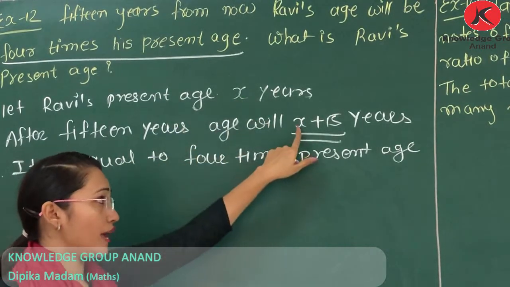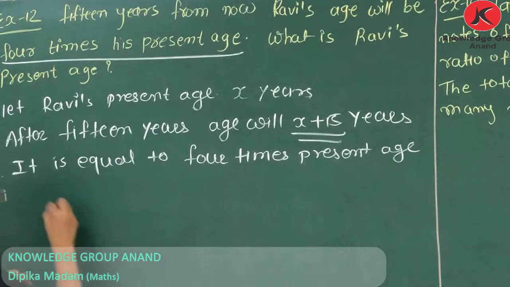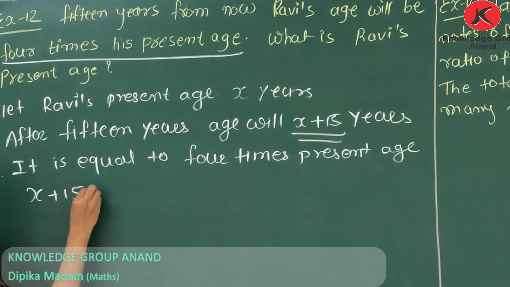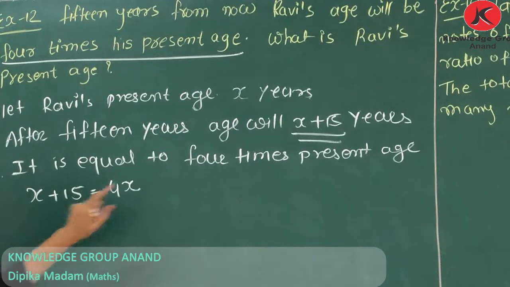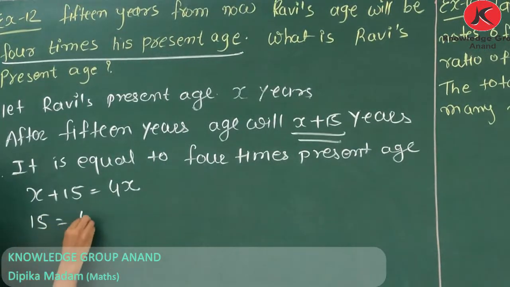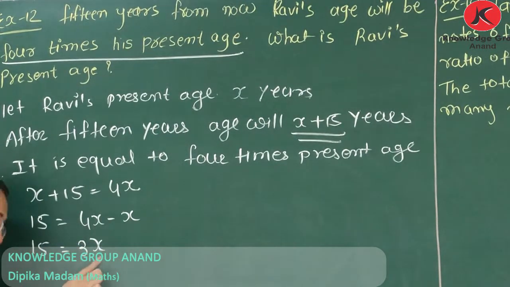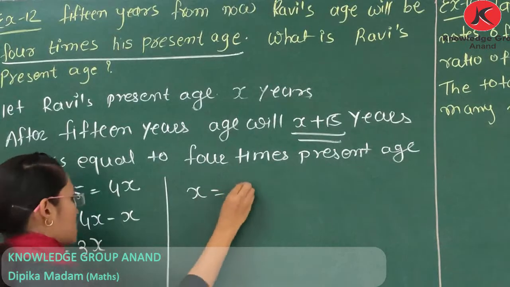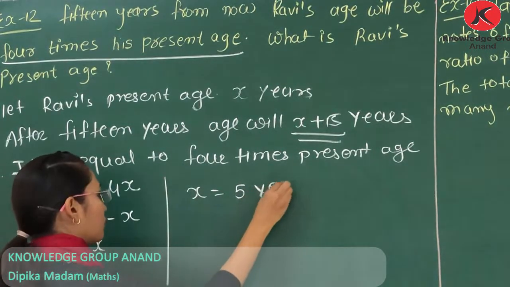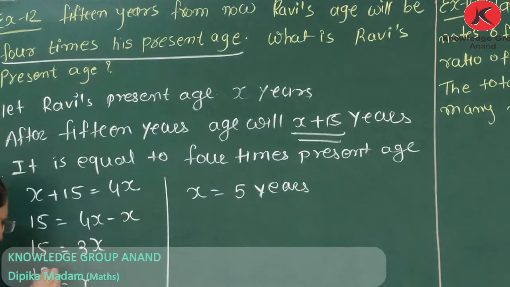4x is equal to x plus 15. So we can write x plus 15 is equal to 4x. Now x will be on this side. Now 3 is in multiplication, so it becomes the denominator. So x is 5. Yes, you can cut the common factor.